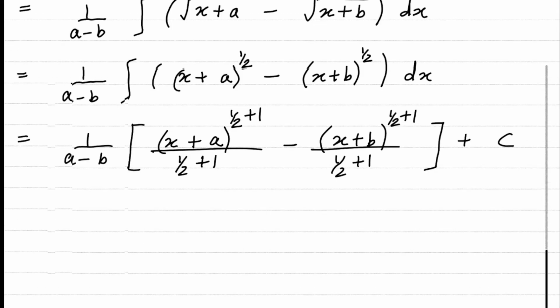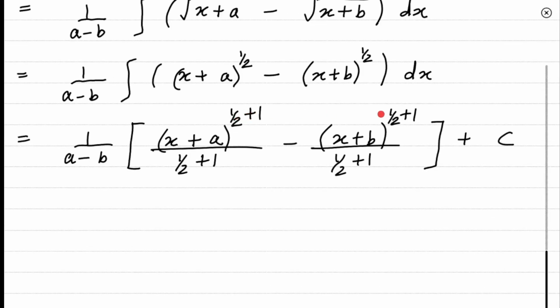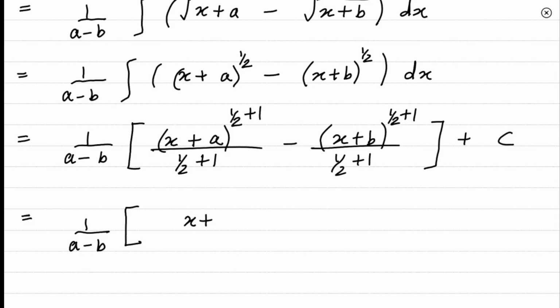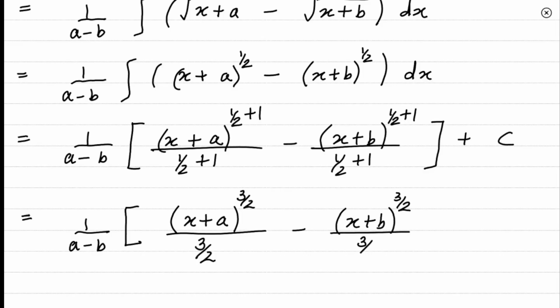We can simplify this a little bit if you want. Half plus 1 is nothing but 3 by 2. Even in the denominator there will be 3 by 2. So you have 1 over a minus b times (x plus a) to the power 3 by 2 divided by 3 by 2 minus (x plus b) to the power 3 by 2 divided by 3 by 2, close the bracket, plus constant of integration. See, this is nothing but the final result of the integral that we are looking to solve.